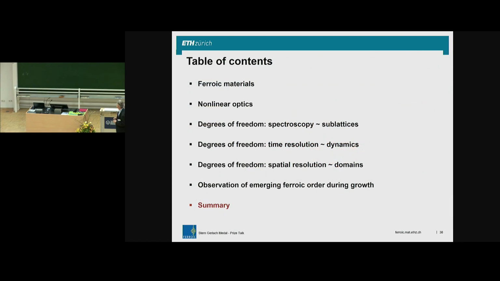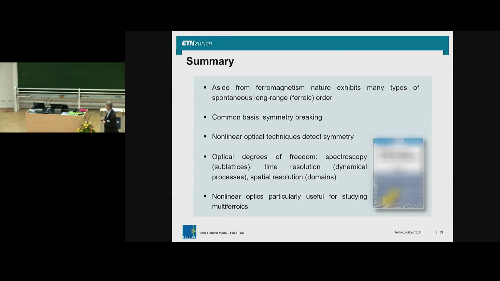And with that, I'm coming to the end. I hope that I have shown to you that, first, aside from ferromagnetism, there are many, many different types of ferroic order that nature knows, bizarre things that are even proposed to be ferroic, but that await verification. The common basis is symmetry breaking that we use for doing our experiments. We don't care about the origin. We just look at the symmetry, and that makes things simple.